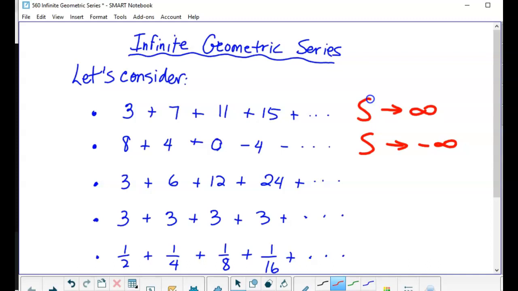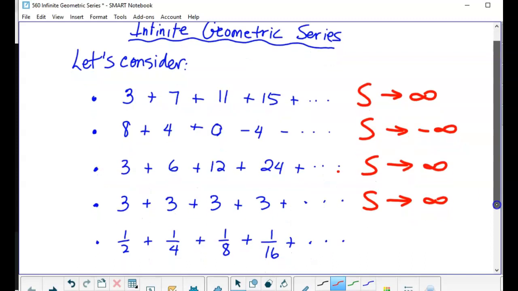Next one, what is that? That's geometric. You keep multiplying by 2. Those term values are going to get really big, so that sum's going to approach infinity. The next one, that could be considered geometric or arithmetic. Geometric, you're multiplying by 1. Arithmetic, you're adding 0. In any case, it's never going to add to one particular value because you keep adding 3. Okay, you keep adding a number that's bigger than 1. So that goes to infinity.